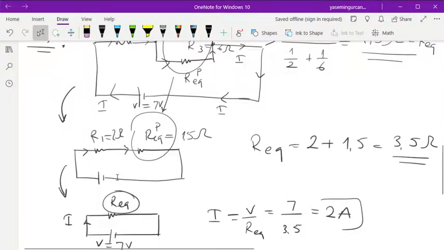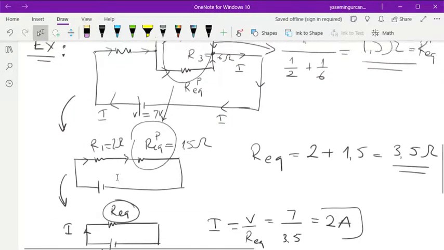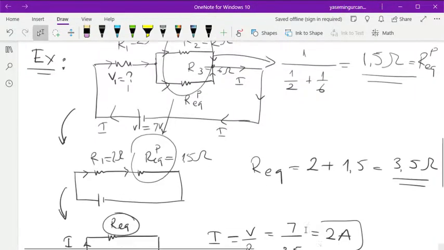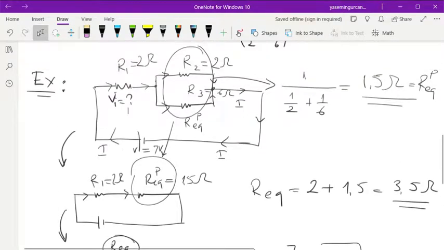I have the current on the main branch to be 2 ampere. So what you can do further than this is ask, what is the voltage drop on R1, for example? That could be asked, like what is V1? Voltage drop on R1. If you connect a voltmeter to this resistance, which is R1, what voltage would you read? Because you found that the main branch current I is equal to 2 amperes now, right? We know that one. So we can go back and apply Ohm's law for this part of the circuit.